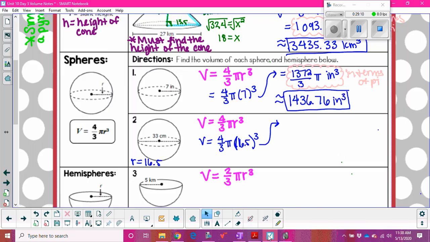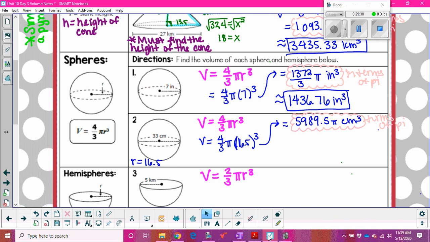So we're going to go over here, and this is going to be 5,989.5 pi cubic centimeters. Okay, so that is our answer in terms of pi. And so I'm just going to make a note of that, and then we're going to get the estimated answer.